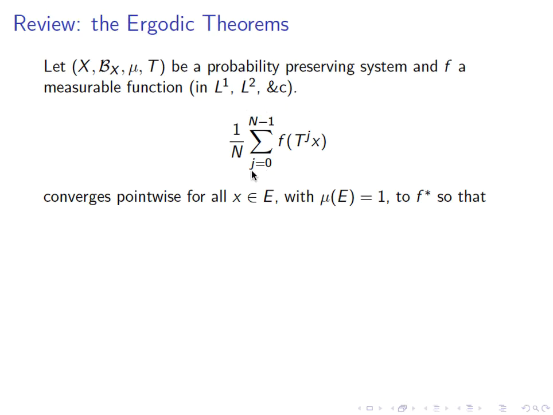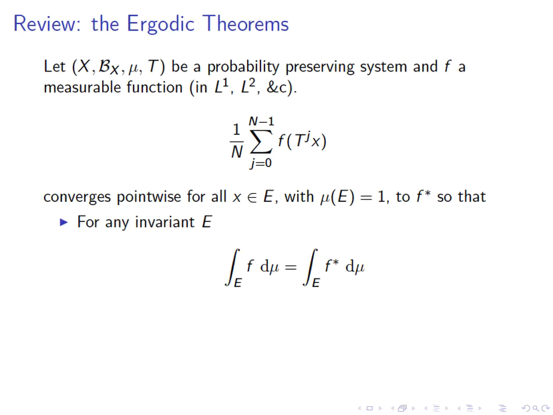We are looking at j goes from 0 to some number we call n-1. Tj of x is simply the orbit of x, so we're looking at the first endpoint of the orbit. We apply the function f, which gives us the value of whatever we're measuring at the orbit, and we simply take the average of that. Well, the ergodic theorem says that this converges to some function that we call f star. We'll discuss what kind of convergence in a second, and f star has the following nice properties.